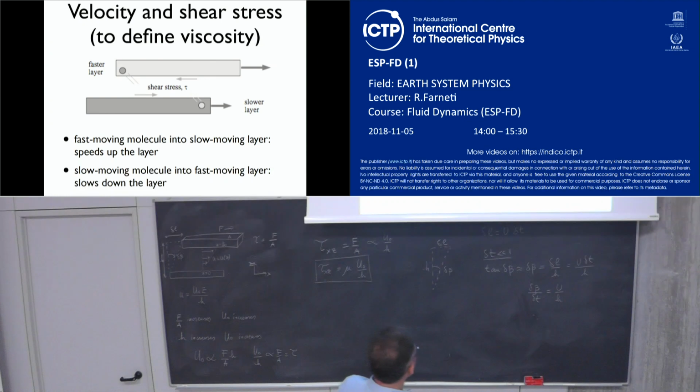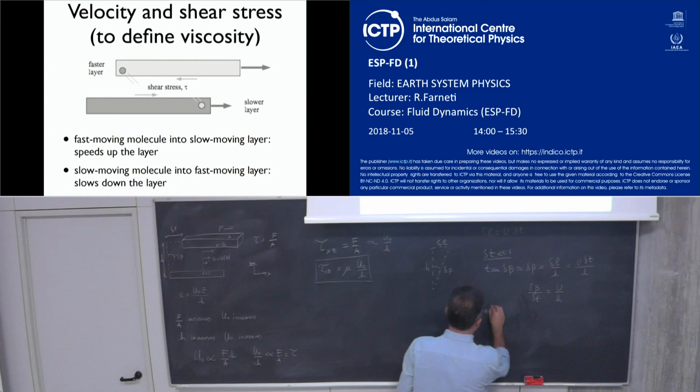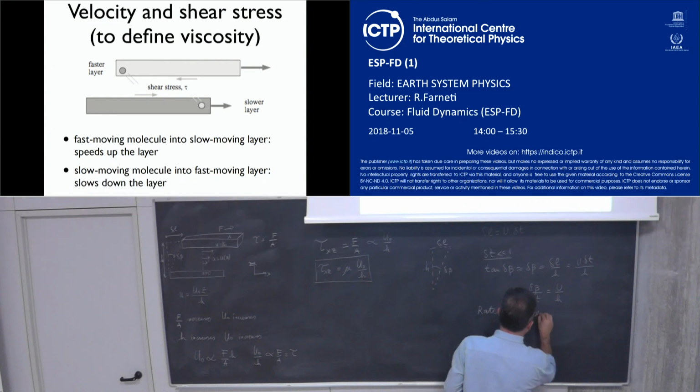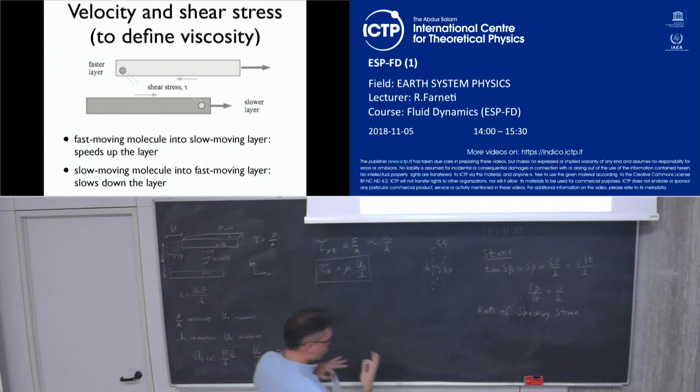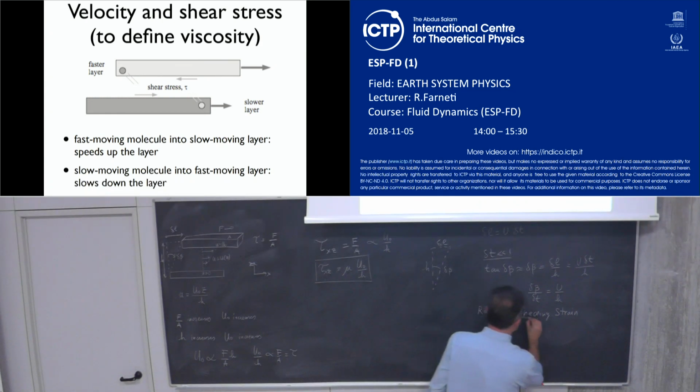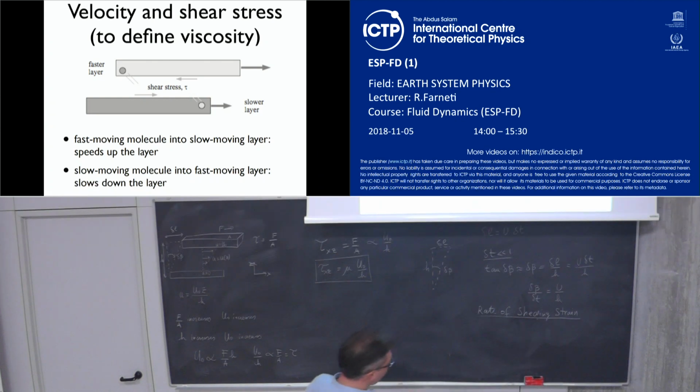So if we're interested in the rate of change, we're interested in the rate of shearing strain. Delta b is the strain, the shearing strain of the liquid, or the fluid, sorry. So this is what we care about, the rate of shearing strain, not just the shearing strain per se, as in a solid, but we're interested in a rate of change. Questions? No?